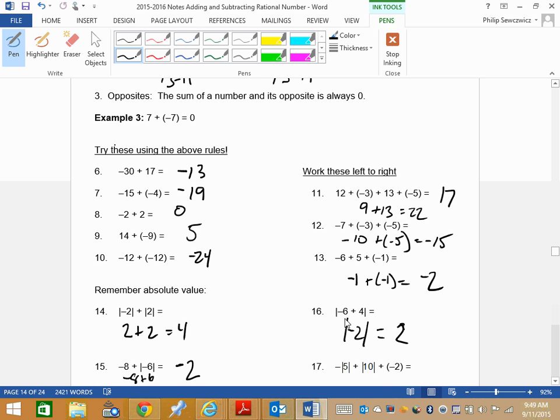Is it what's the absolute value of negative 6? No, no, no. It's like parentheses. Do what's inside of it first and then take care of the absolute value.